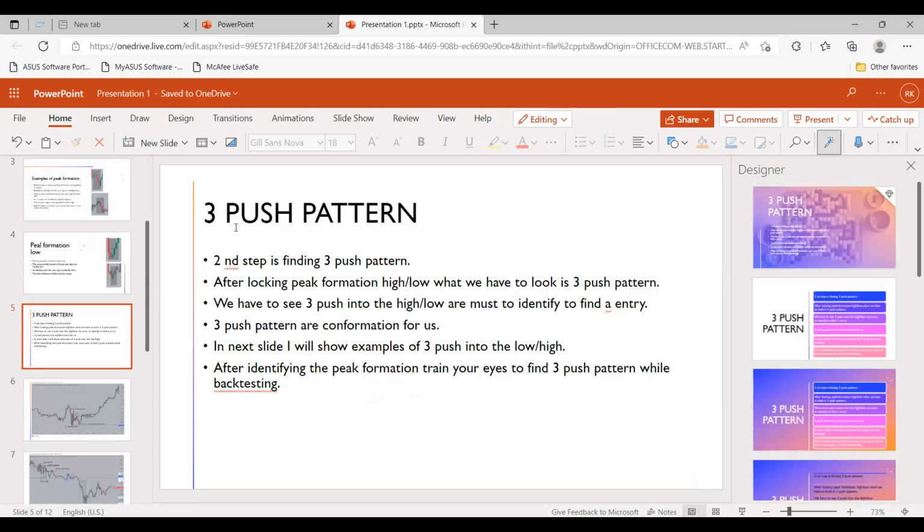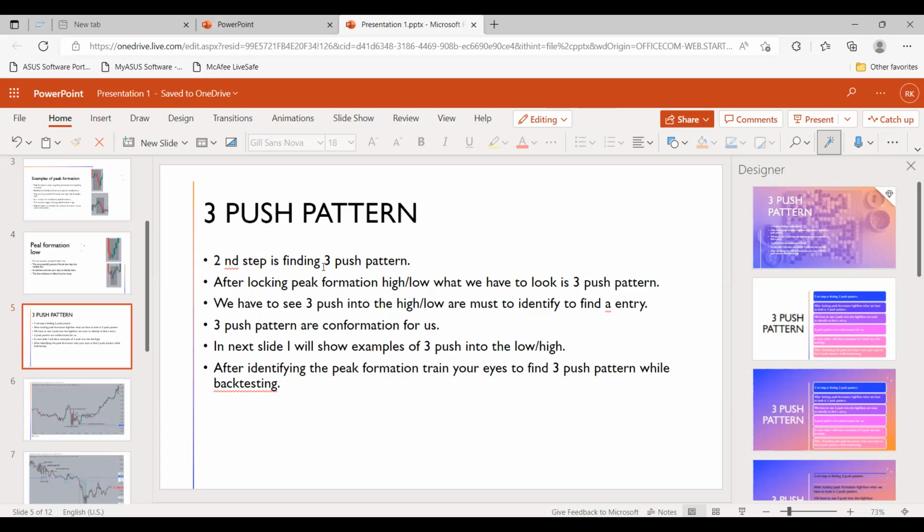Then the next thing, which is most important, is the three push pattern, right? The three push pattern is the most important thing because it will give you the confirmation that a low has been locked or a high has been locked, or the market is just retracing to make another new high or another new low, right? Three push pattern is the most important thing, right?